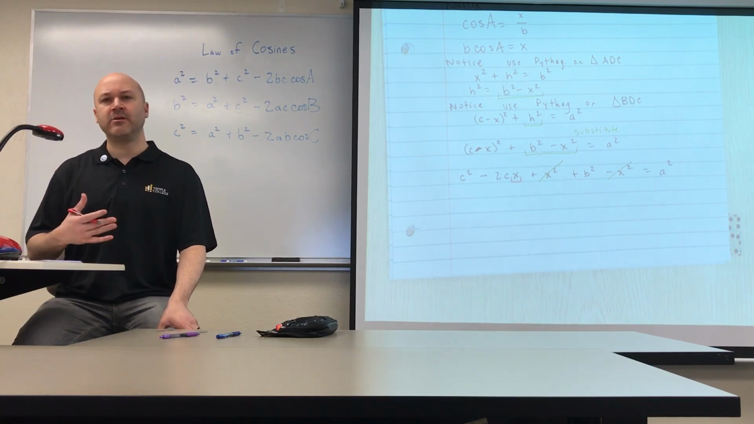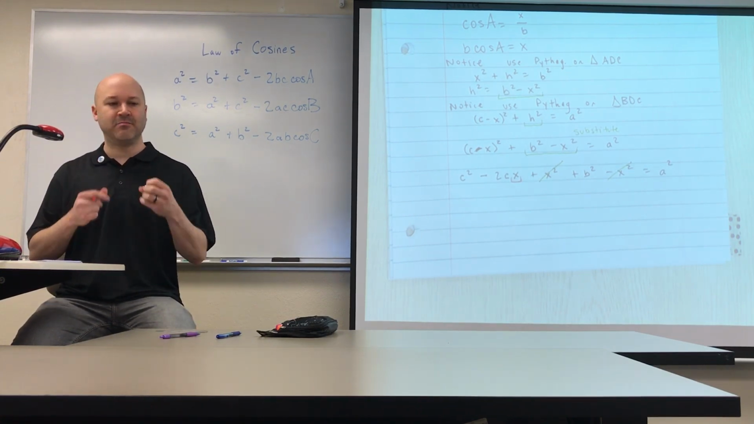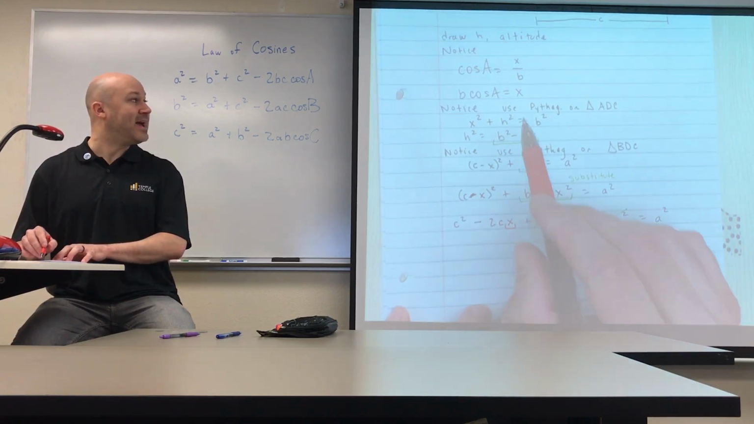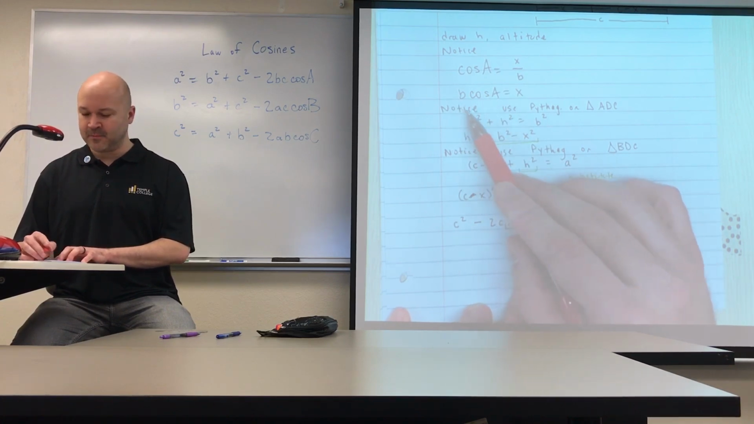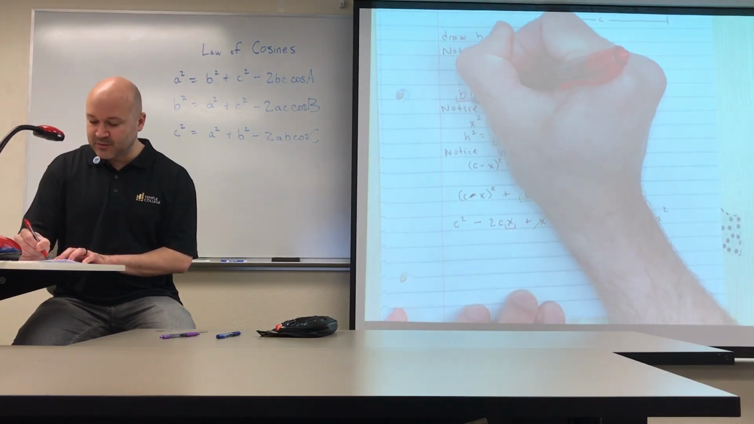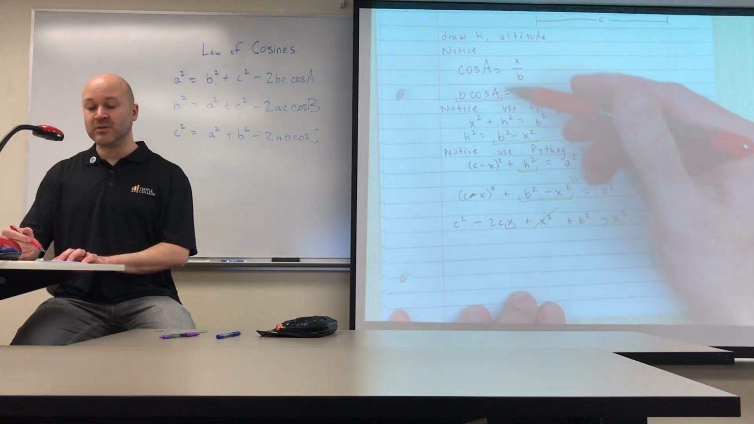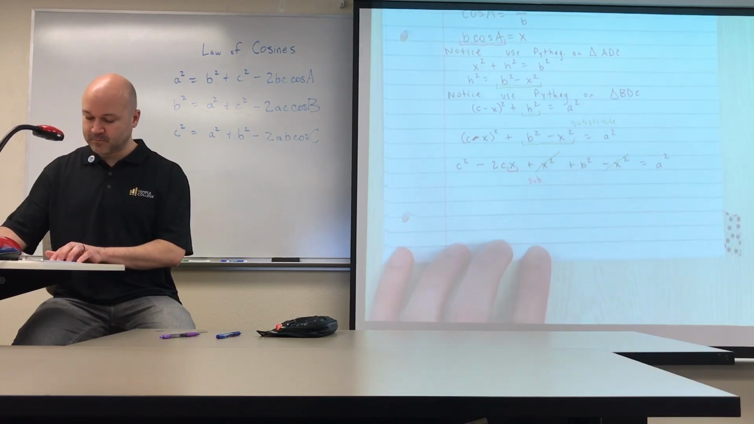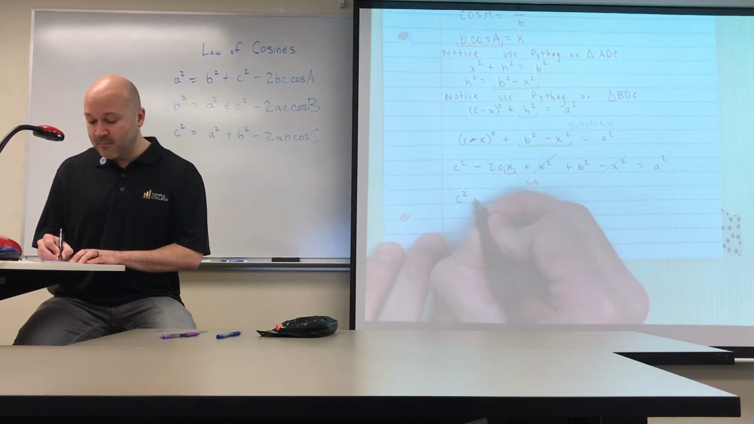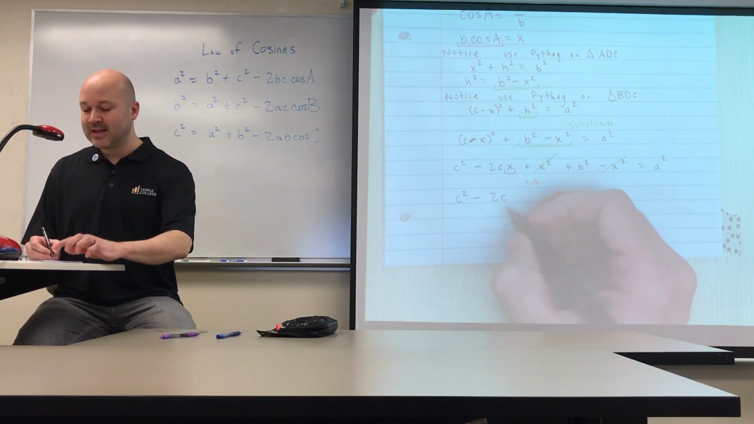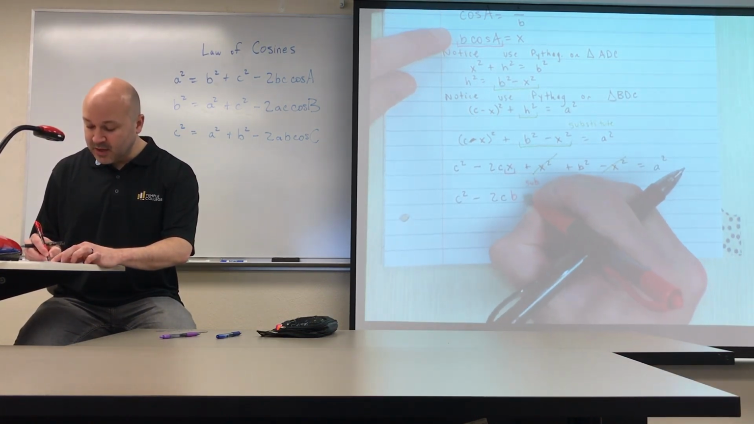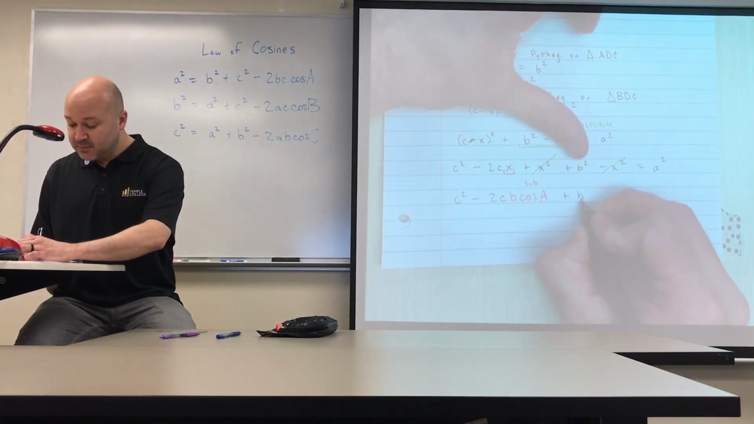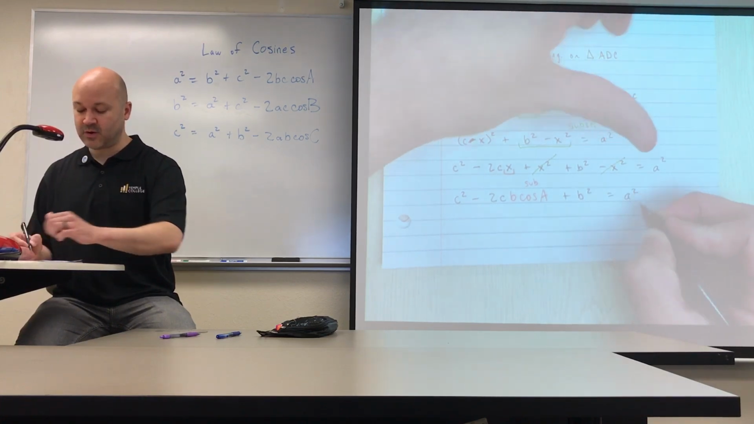Again, my goal here is to create a relationship between a's, b's, and c's, not that x. So I think what I'll do here is substitute what x is in terms of a and b. So x can be rewritten as b cosine A. So in this next step, I'm going to make that substitution. So I have c squared minus 2c times b times cosine A plus b squared equals a squared.